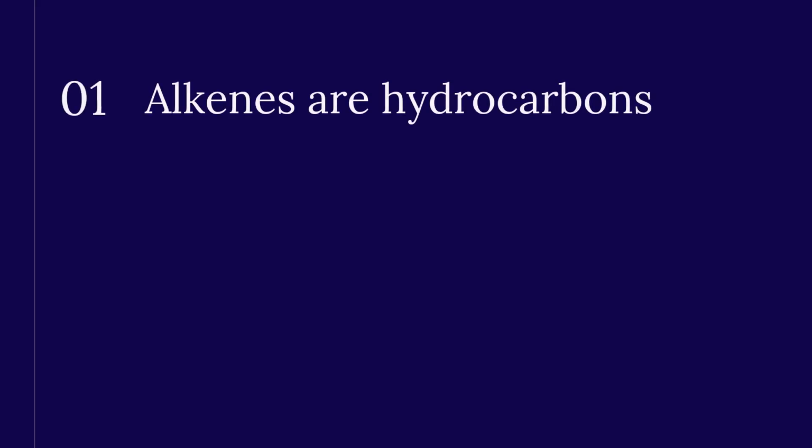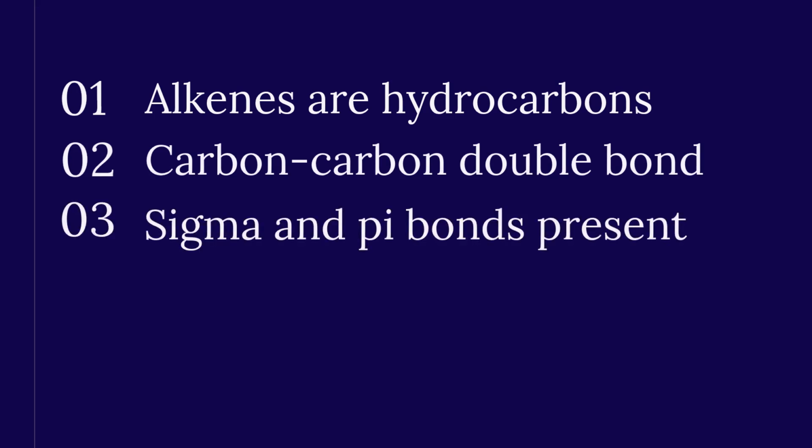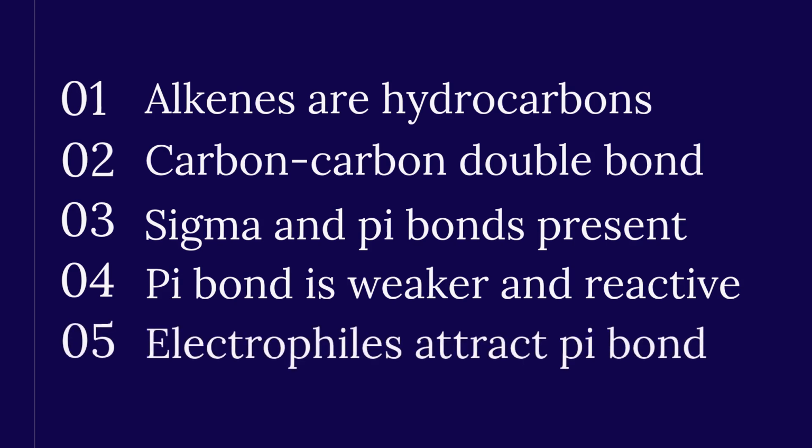Alkenes are unsaturated hydrocarbons with at least one carbon-carbon double bond. This double bond consists of one sigma bond and one pi bond. The pi bond is weaker and more exposed, making it reactive. This reactivity allows alkenes to undergo addition reactions. Electrophiles are attracted to the electron-rich pi bond.